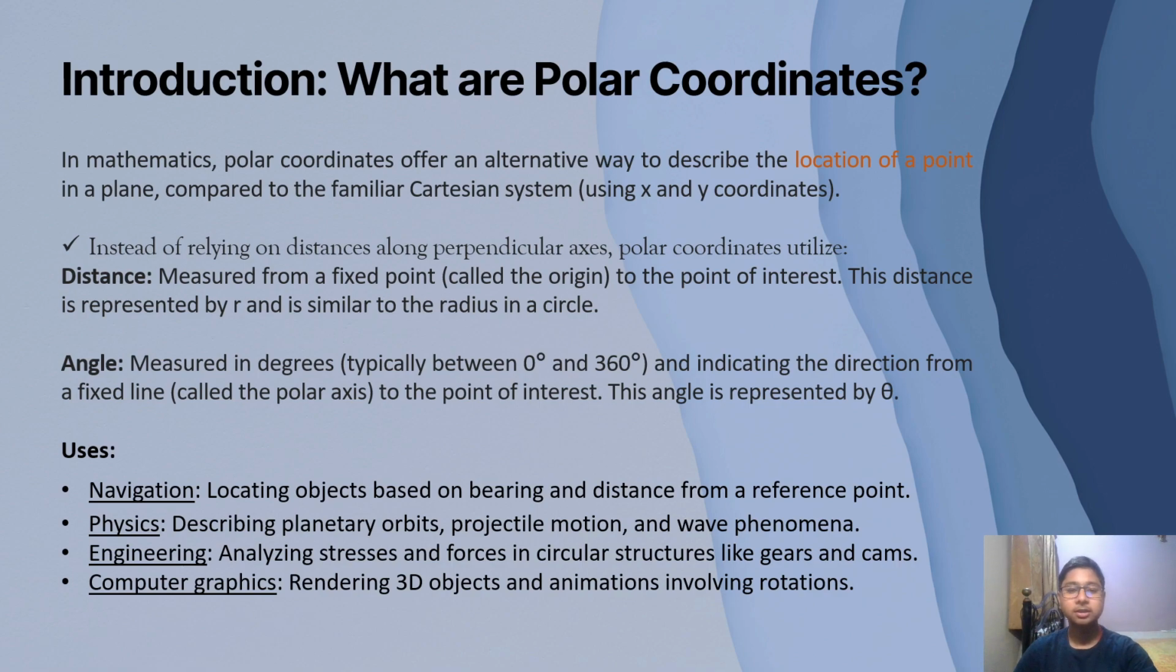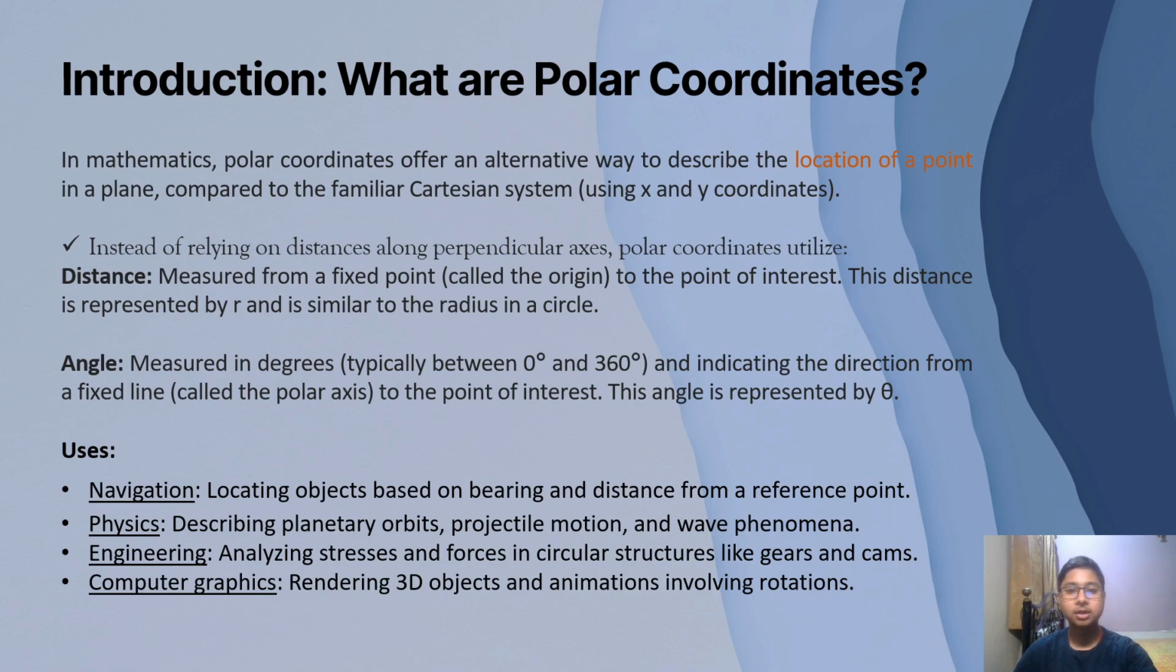Polar axis, the first fixed direction usually coinciding with the positive x-axis in rectangular coordinates. Radius, the distance from the pole to a point P. Angle, the counterclockwise angle between the polar axis and the line segment connecting the pole and the point P, measured in degrees or radians. A point in polar coordinates is represented as an ordered pair (r, theta).